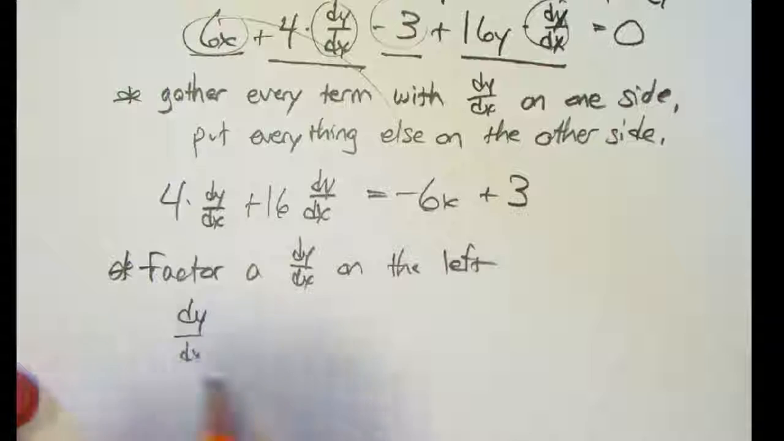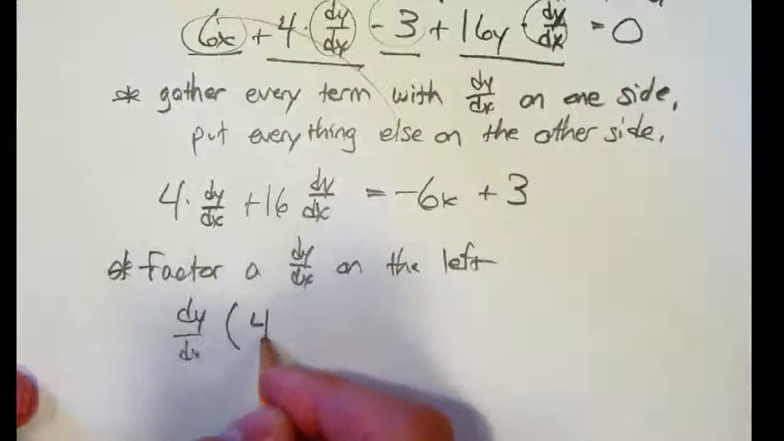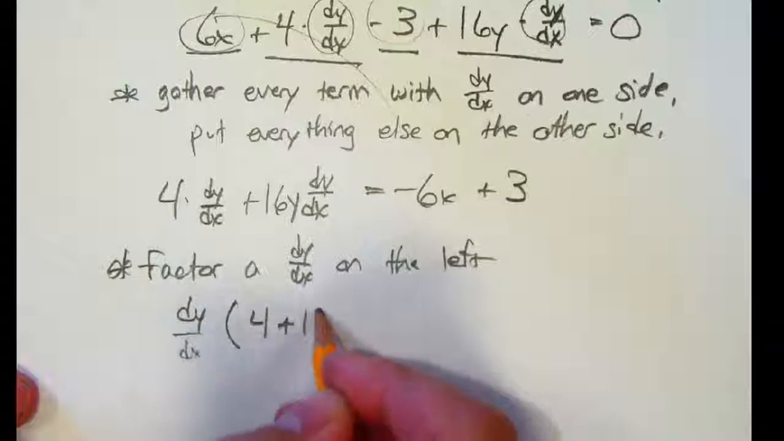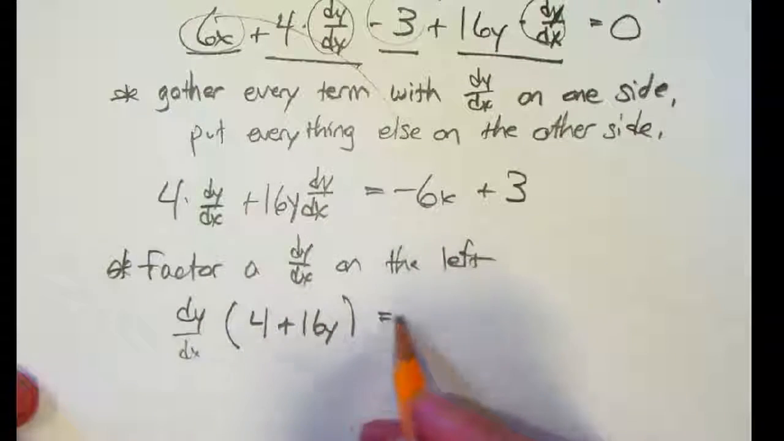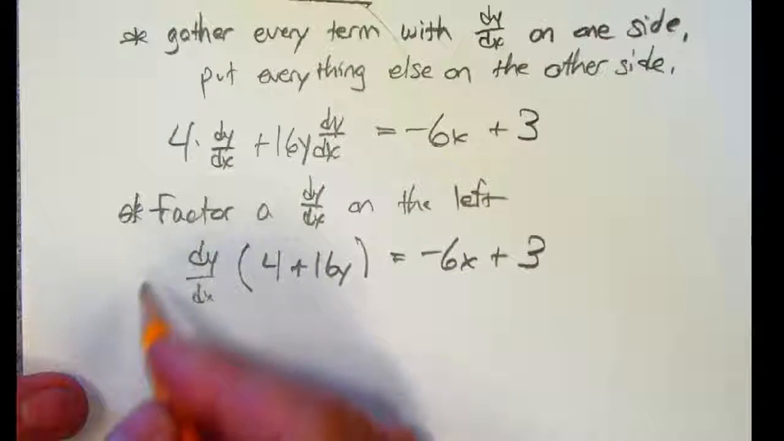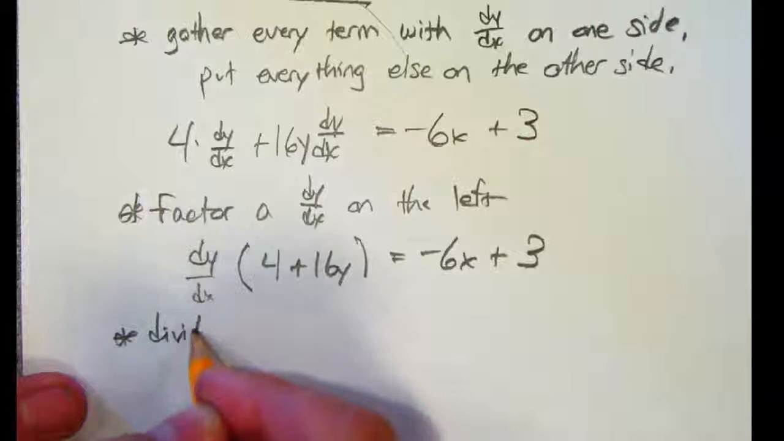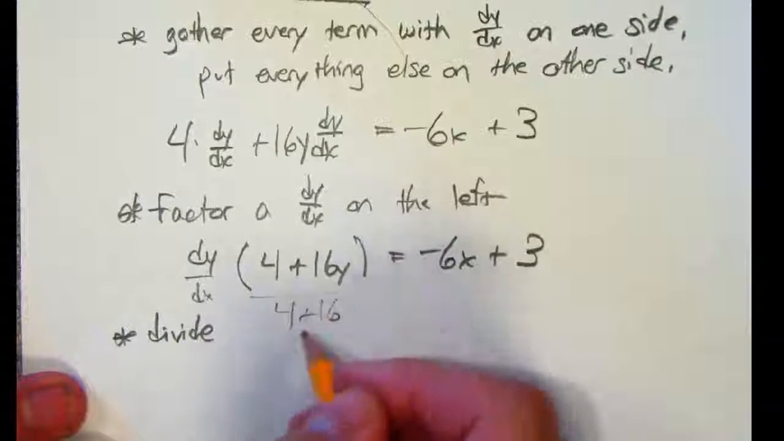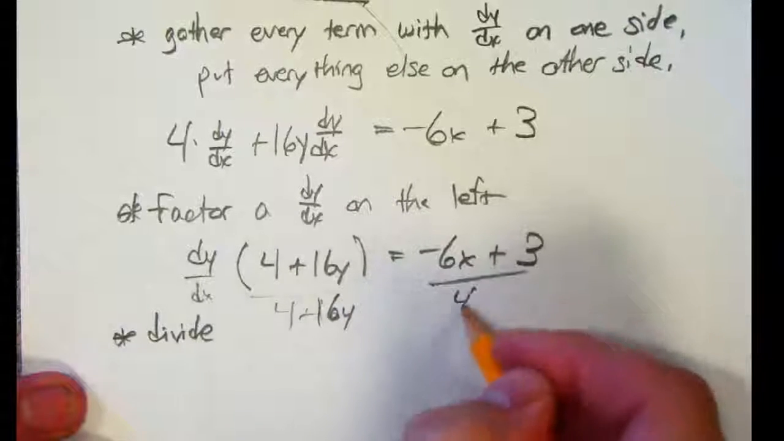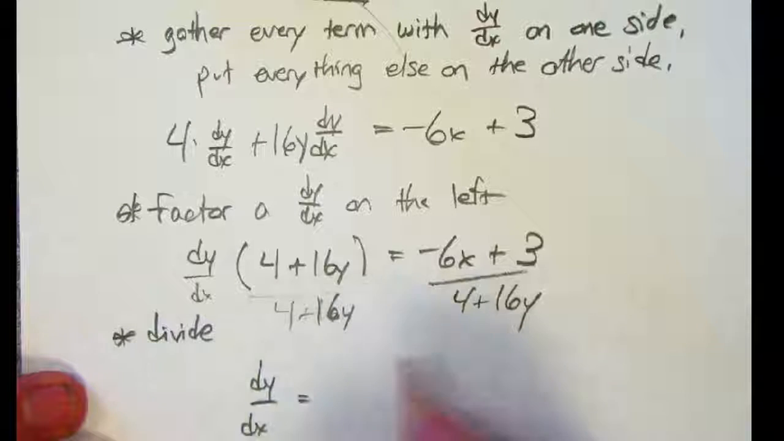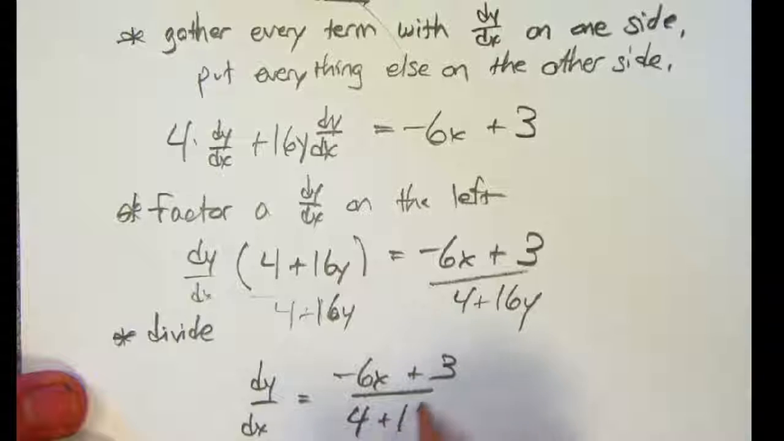So if I take a dy dx out, what's left here would be 4 plus 16y equals negative 6x plus 3. And then you divide. If I divide both sides by 4 plus 16y, then my derivative is negative 6x plus 3 over 4 plus 16y.